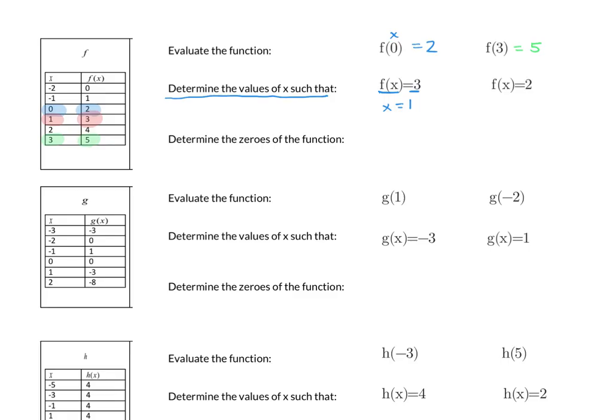Same idea, let's try one more. We want f of x equals 2, so I want to find where f of x equals 2. We come to our f of x column, look for 2, and we get x is equal to 0.